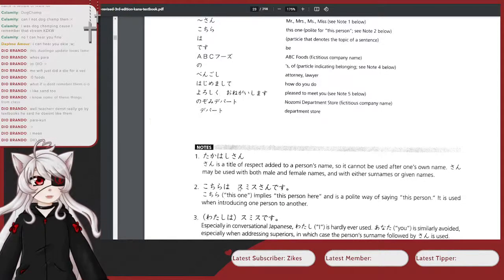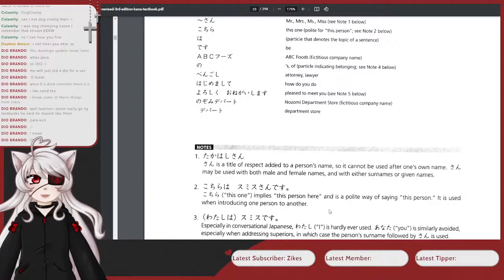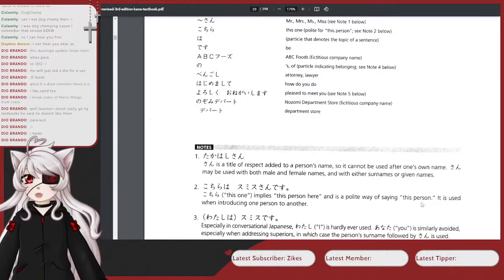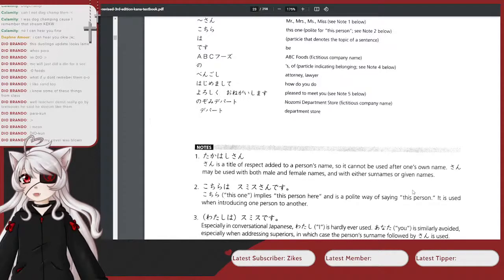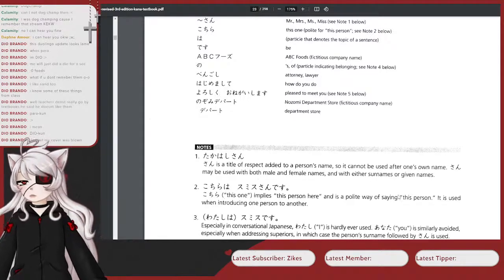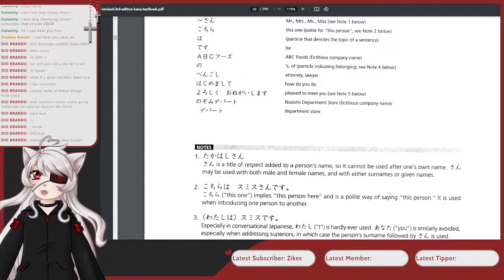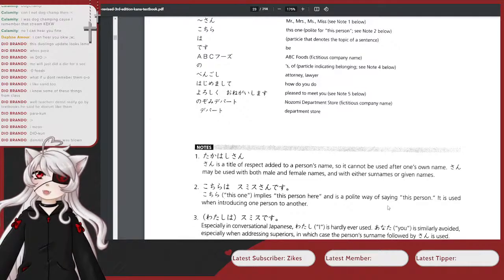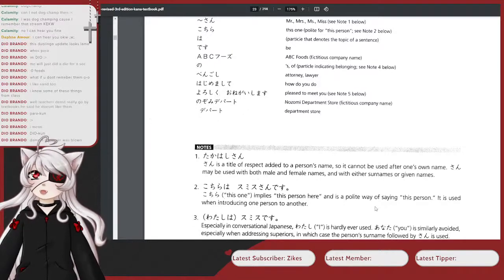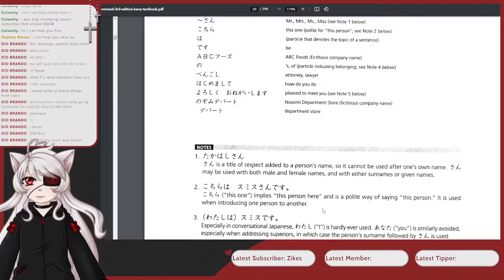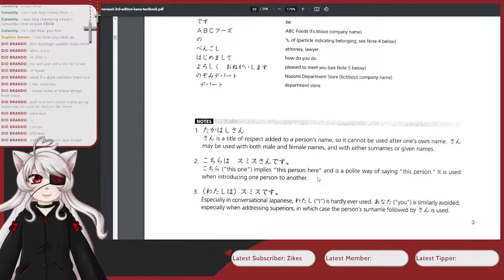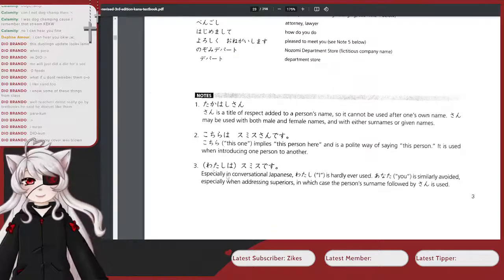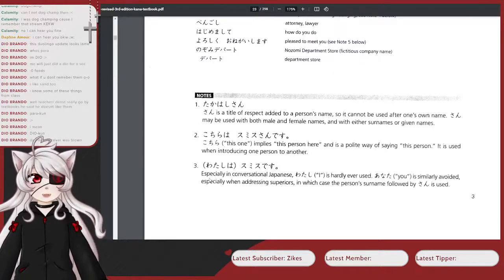Then kochira Sumith-san desu. This one implies this person here. It's a polite way of saying this person. I don't know how to impolitely say this person, but it's fine. Damn it, my cover was blown. You never had any cover. You can't pretend that. Watashi wa Sumith desu. So yeah.